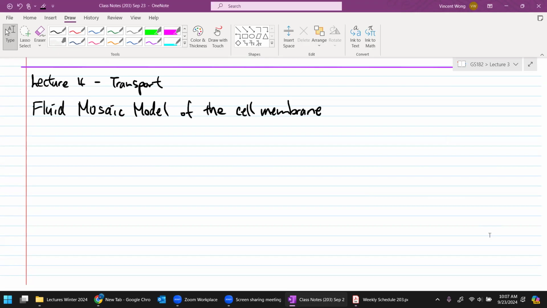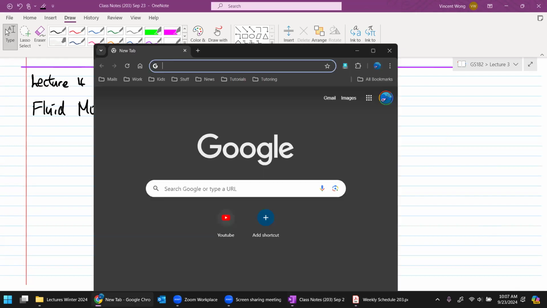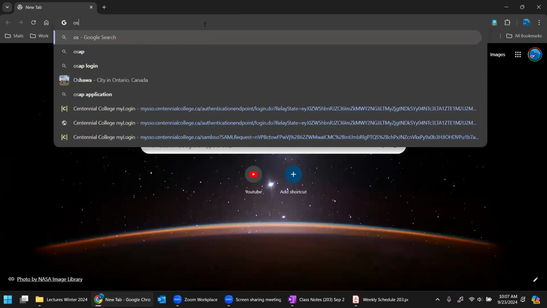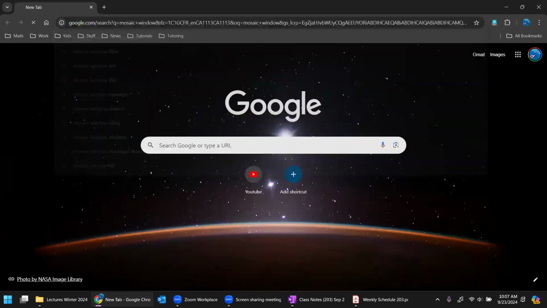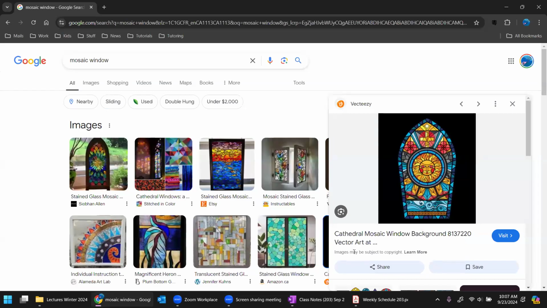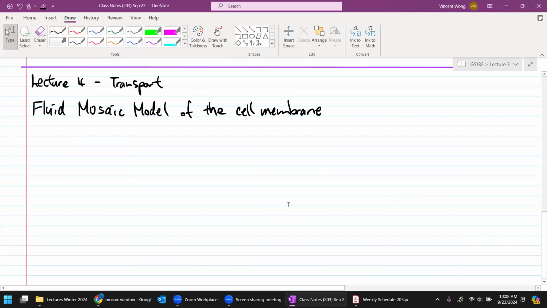Mosaic. For those of you who don't know what mosaic means, let me just search it up for you so that you can see it. Mosaic. Window. Okay, that's a mosaic window. It's one of those windows where it's made up of many different pieces, and then it forms a whole. So that's what the cell membrane is going to look like. It's not just one thing throughout and all looks the same. In fact, it's multiple different components mixed and matched and connected together. Okay, so we're going to need Google image in a bit again. But for now, let's draw it out.